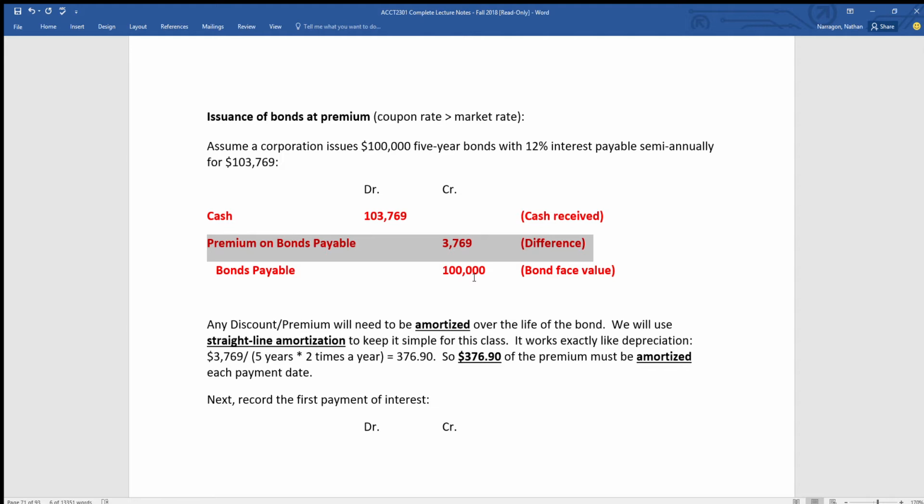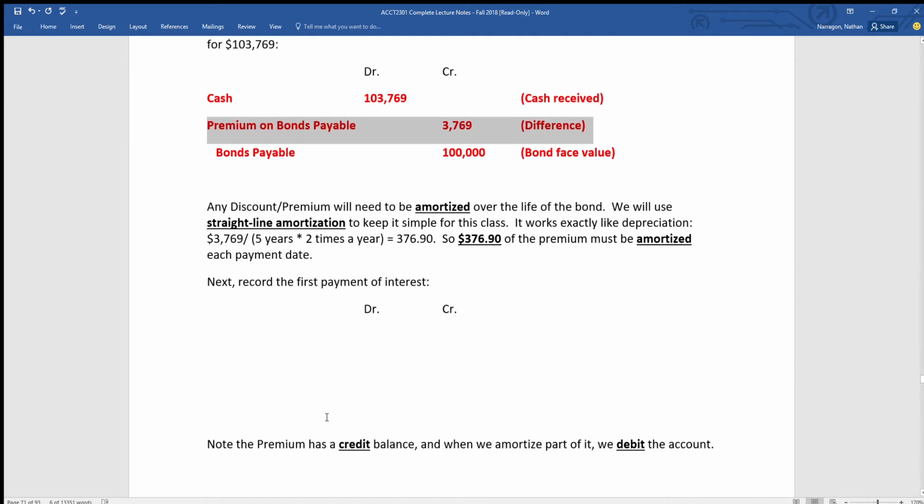So with this, again, we're going to do the same thing. We're going to amortize this. So again, on our straight line, we're going to take our amount, divide by 5 years, times 2 times a year. So we get $376.90 of the premium that must be amortized.